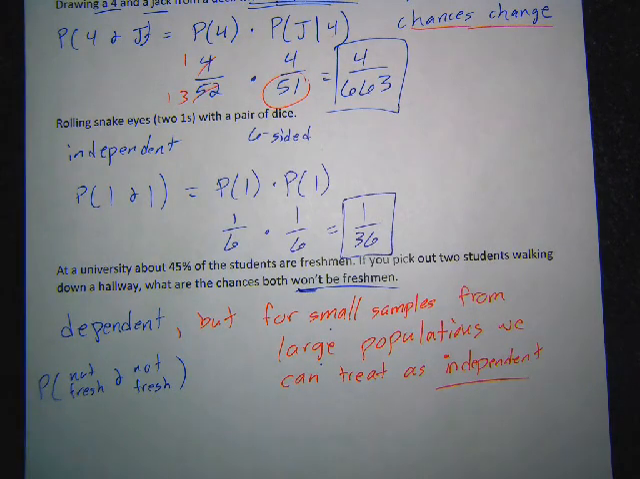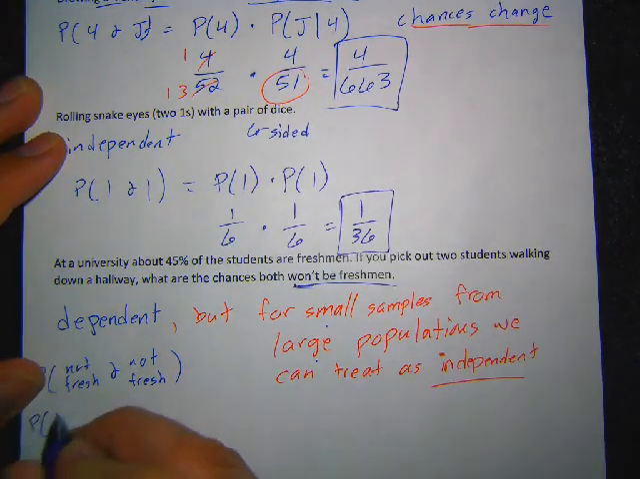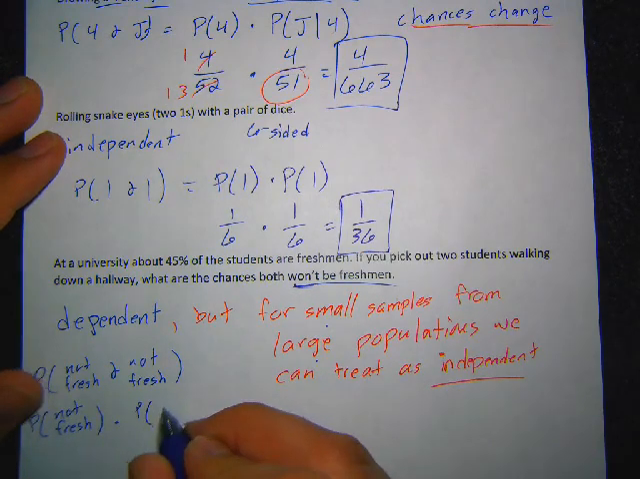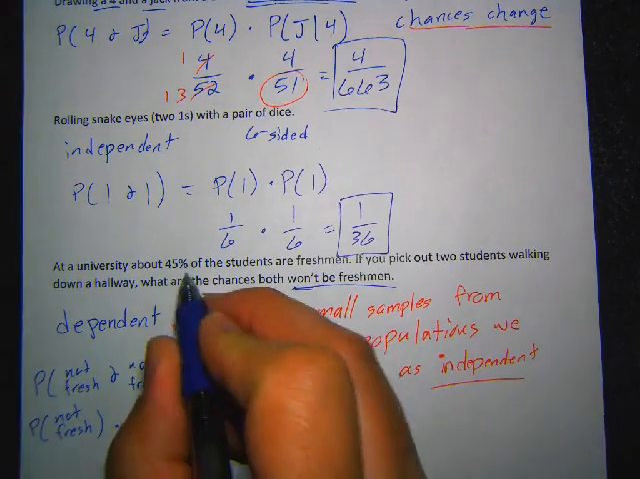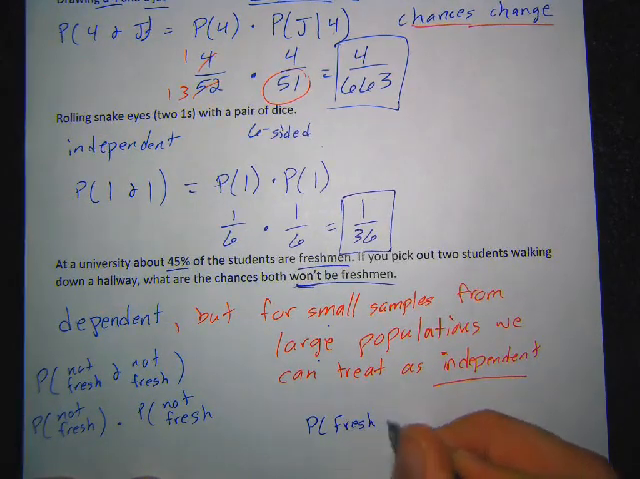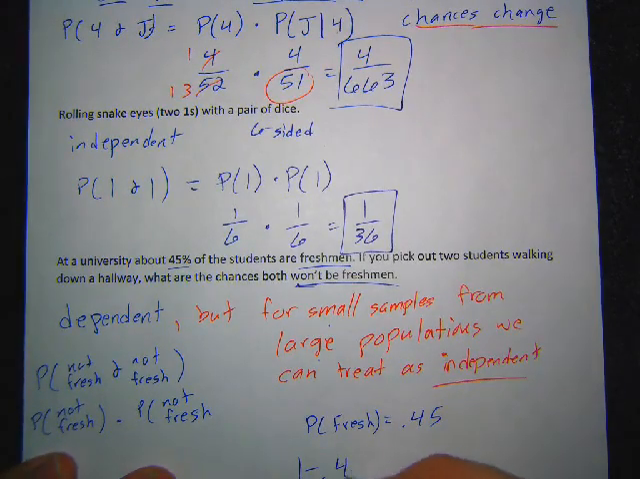Now, this is the case where the complement actually makes this a little bit easier, because to do this, we'd have to find the probability of the not freshman first, multiply it by the probability of the not freshman second. We can use the fact that if 45% of the students are freshmen, so the probability of getting a freshman is 45% or 0.45, then we can do 1 minus 0.45, and what is that, 0.55, to be equal to the probability of not a freshman. So there's that complement at play, right?